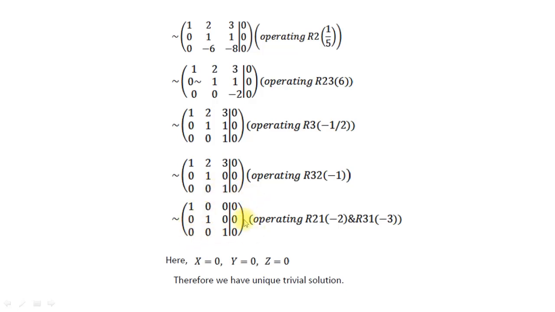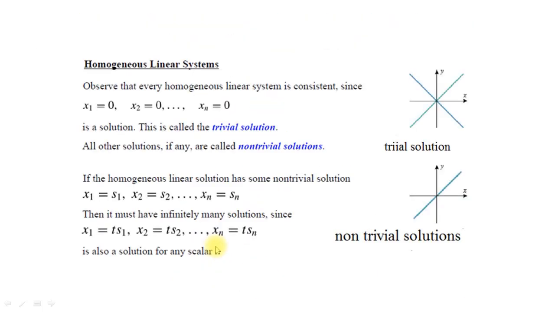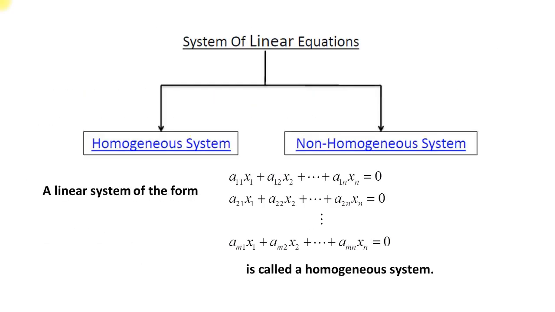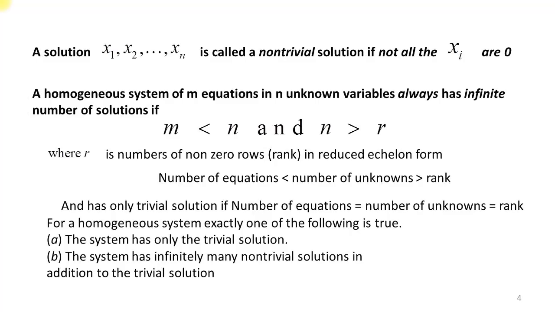And dear students, you see here in this reduced echelon form, the rank is 3, the number of equations is 3, and the number of unknowns is also 3. And you see here in the previous slide, I have already told you that if the number of equations is equal to the number of unknowns is equal to the rank, then the system has only the trivial solution.